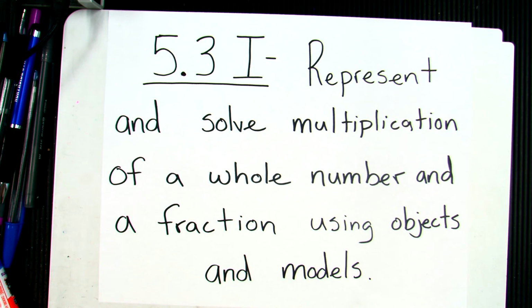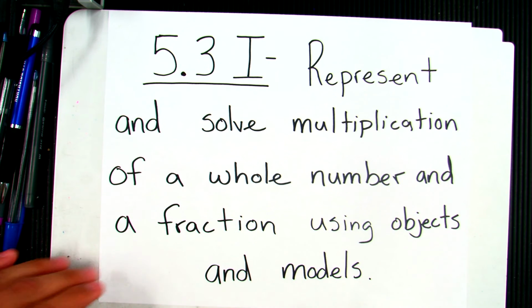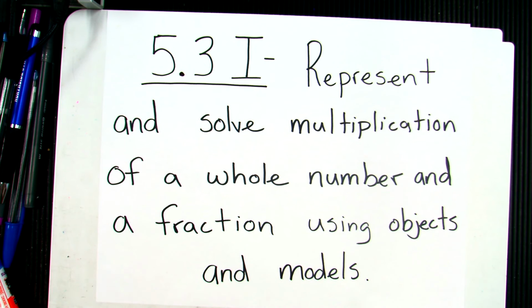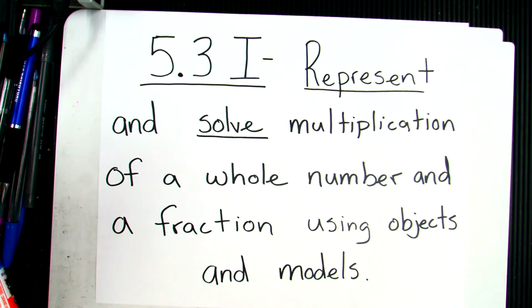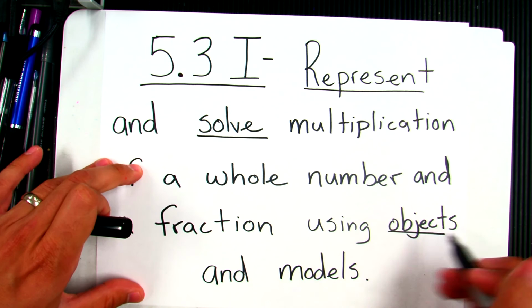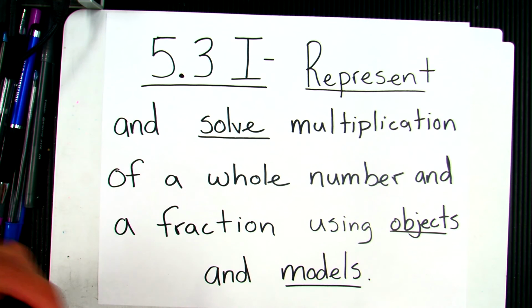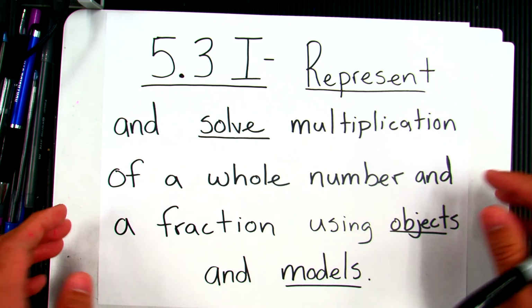Okay, in today's lesson, we're going to be looking at 5.3i, represent and solve multiplication of a whole number and a fraction using objects and models. So what's important here is to be able to represent and to solve multiplication of a whole number and a fraction using objects and models. Specifically the area model we're going to be looking at.